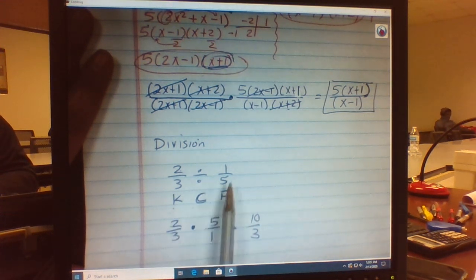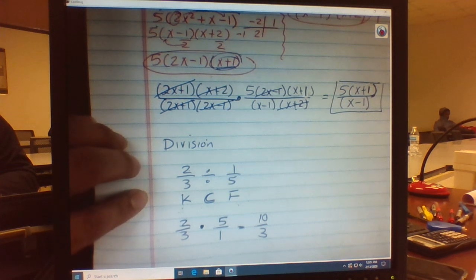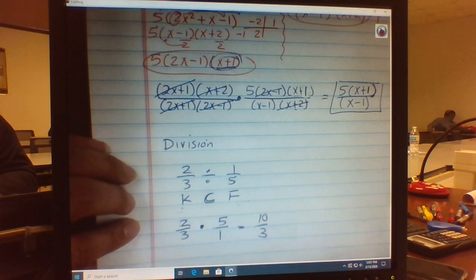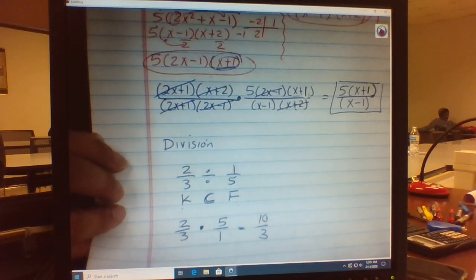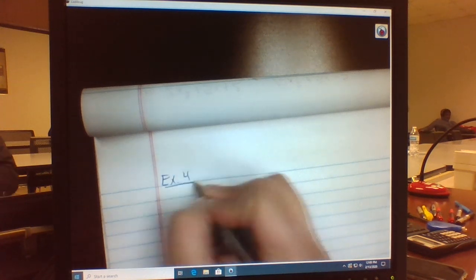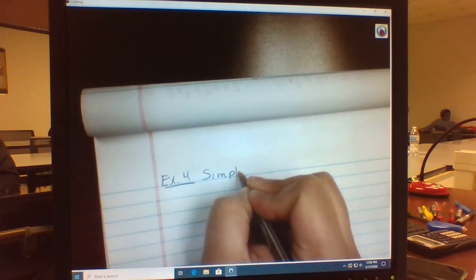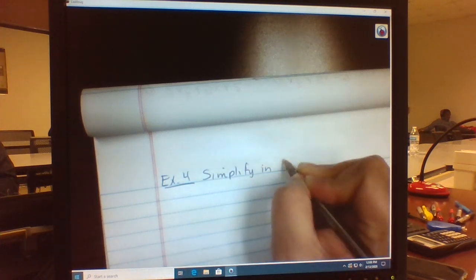So this is what we're gonna be doing, but with polynomials, expressions. All right, keep, change, flip, keep, change, flip. We're good? Not good? Still looking at it? So example 4, simplify in division. Example number 4, simplify in division.